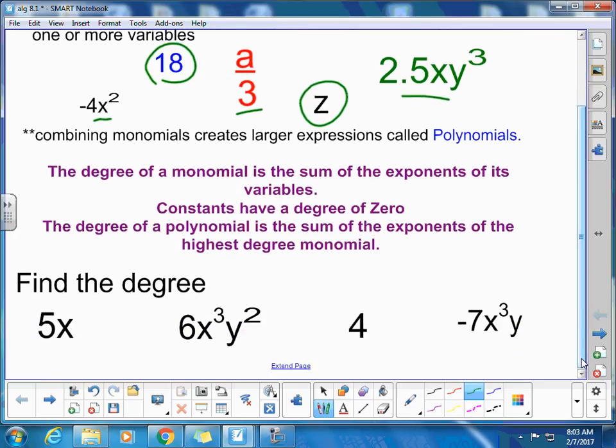The degree of a monomial is the sum of the exponents on its variable. So the degree is the sum of the exponents on its variable. And we're talking about a monomial here. Constants have a degree of 0. And then we'll talk about the degrees of polynomials later, but let's look at the degrees of these monomials. So here's my exponents, here's my variable, 5x, and x is raised to the first power because it's just an x. So this would be a first degree monomial.